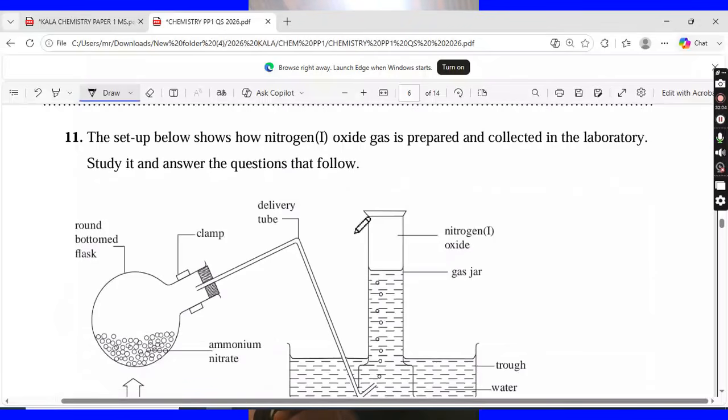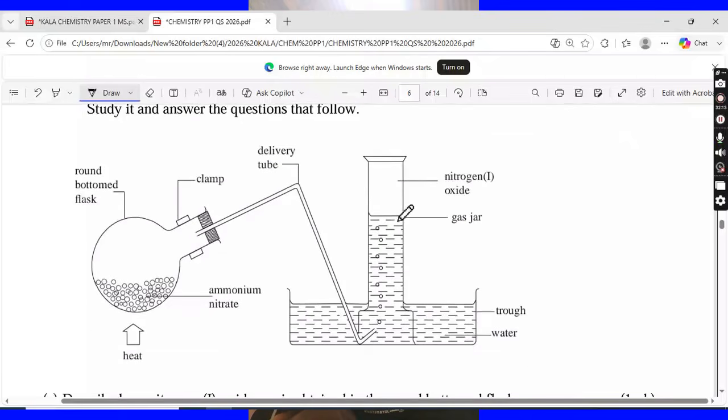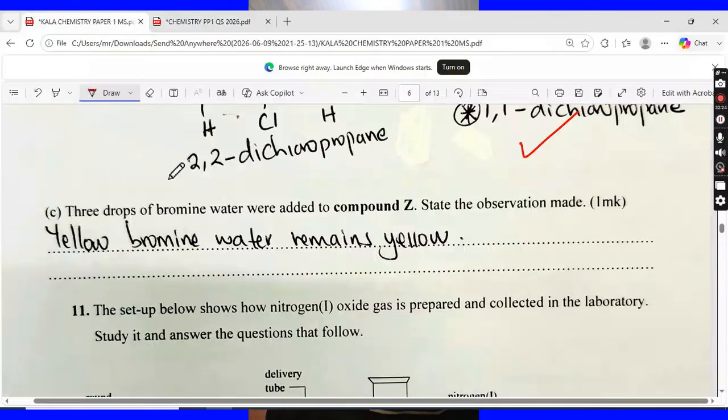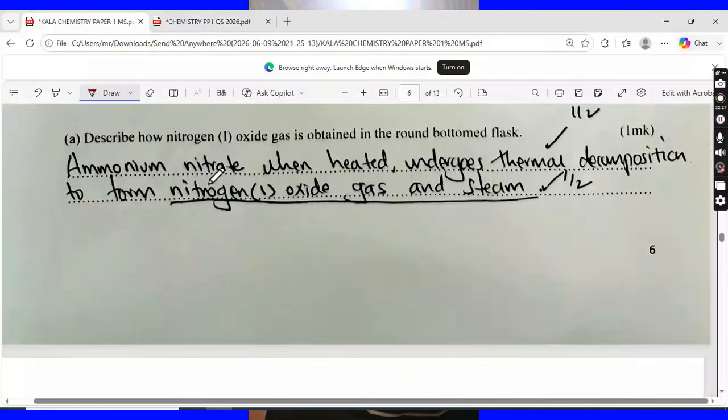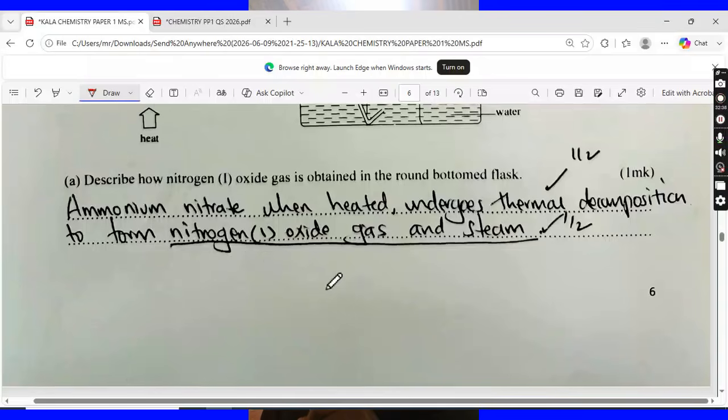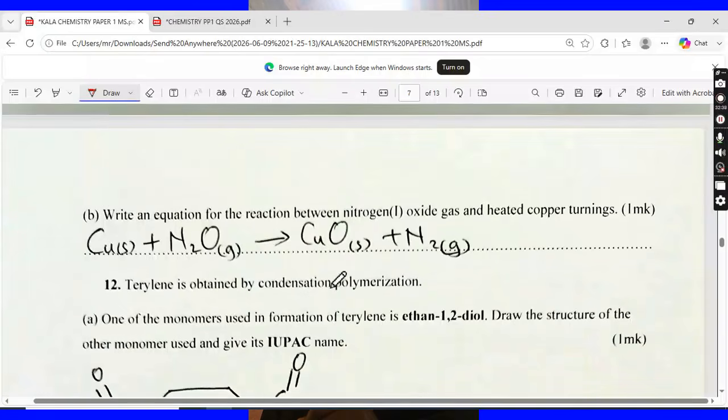The setup below shows how nitrogen 1 oxide gas is prepared and collected in the lab. Study it and answer the questions that follow. Describe how nitrogen 1 oxide gas is obtained in the round bottom flask. Ammonium nitrate, when heated, undergoes thermal decomposition to form nitrogen 1 oxide gas and steam. Write the equation between nitrogen 1 oxide and the copper turnings, and that is the equation.